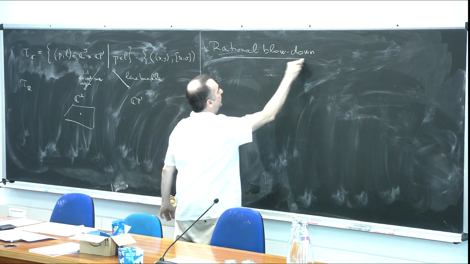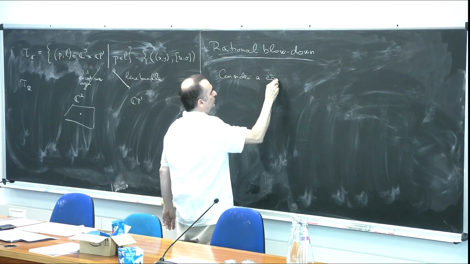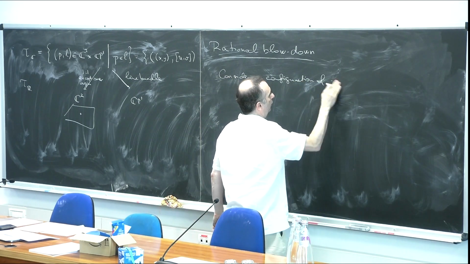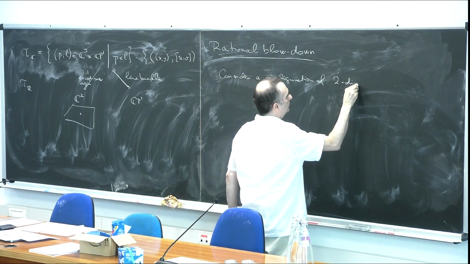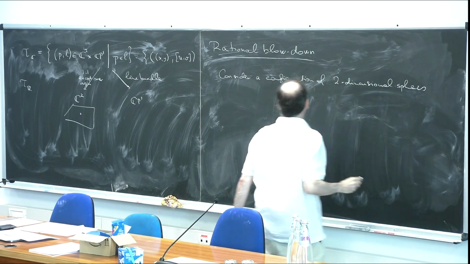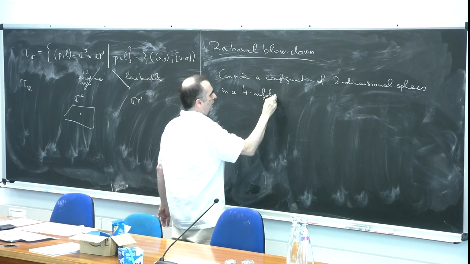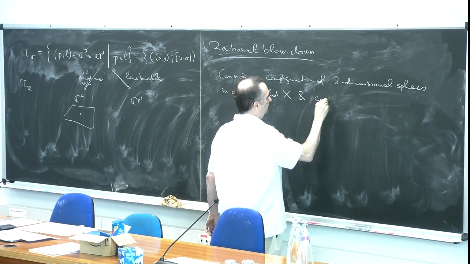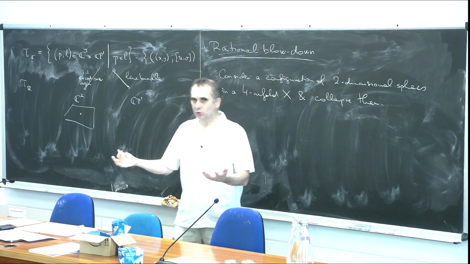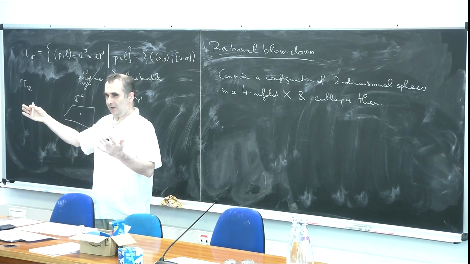So the idea is the same. Consider a configuration of curves of two-dimensional spheres in a four-manifold X and collapse them. So consider the quotient topology where all the points on these spheres become one point.